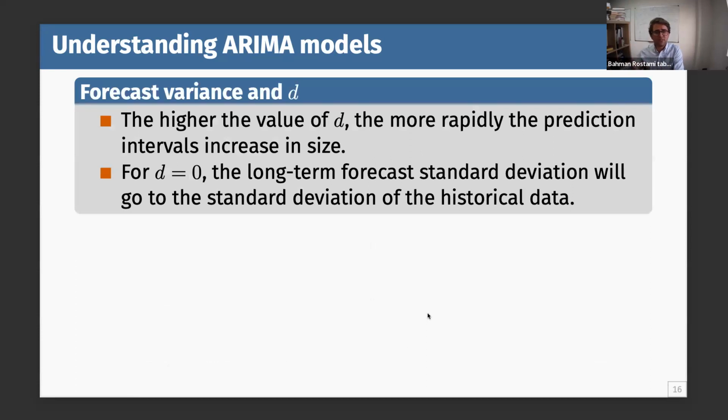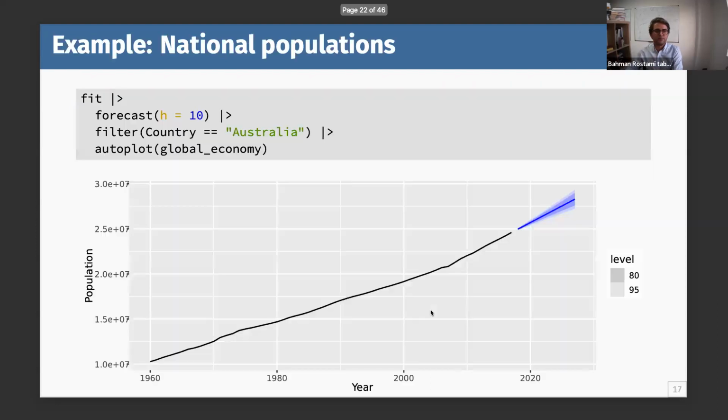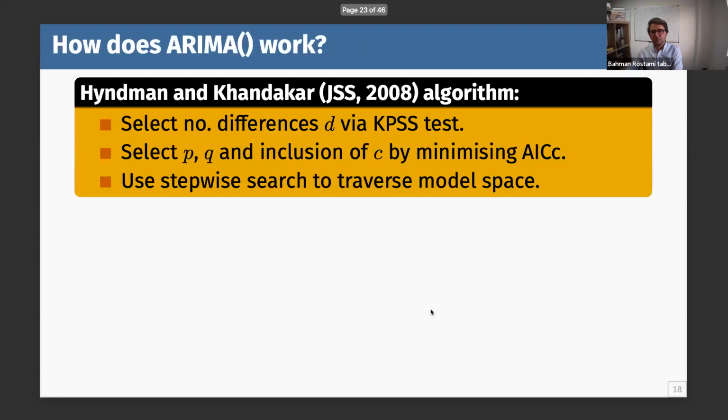And of course, the variance of the forecast will also be affected by d. If you have a higher value of differencing, the prediction intervals become wider, and for d equals 0, the standard deviation of a long-term forecast will go to the standard deviation of the historical data. Well, this is something we could do.